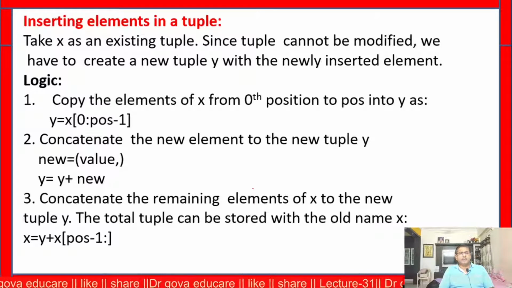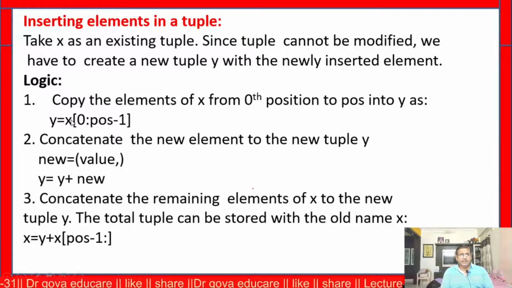Inserting an element in a tuple. Now the tuple is an immutable data type. We cannot modify the elements of the tuple, but even though it is immutable, we can insert a new element into the tuple. Now this is the logic. The first step: copy the elements of x from the 0th position to the given position into y, another variable.